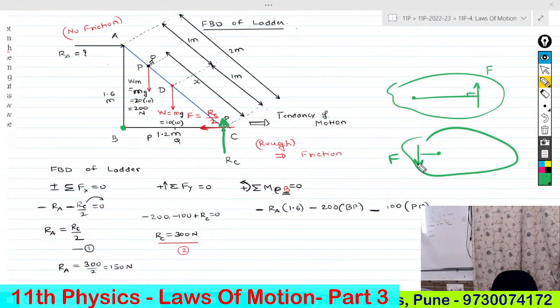ये चेक करो ना, तुमको ये बता रहा हूं ना मैं. Come on. Actually, where is the moment center? The thumb has to match with the moment center and the fingers should go in accordance with the force. In accordance with the force.